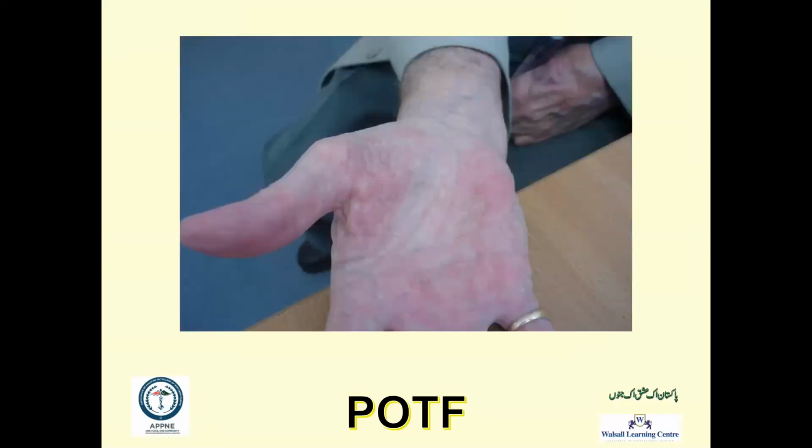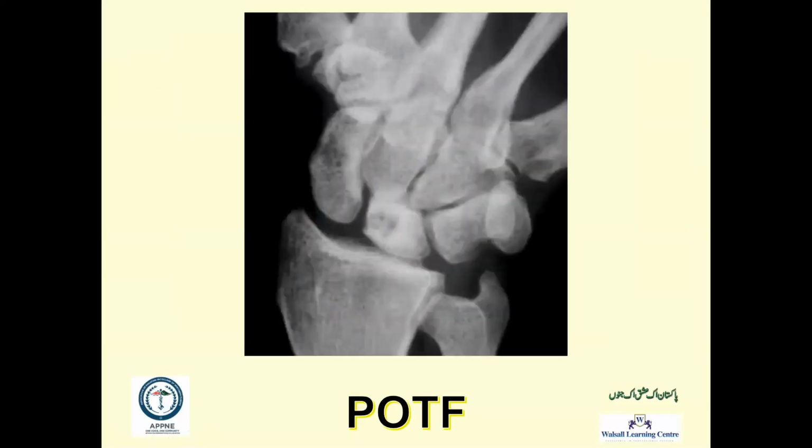Okay, so what is that? Can you understand? Oh, it's not a very good picture. Have a look at this then. What do you think? Yes, sir. Yeah, what is it?